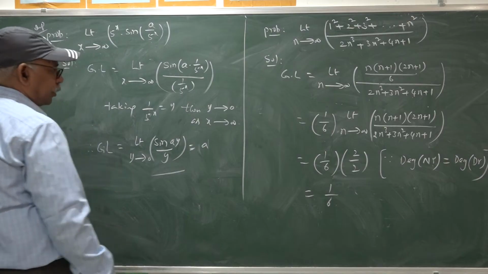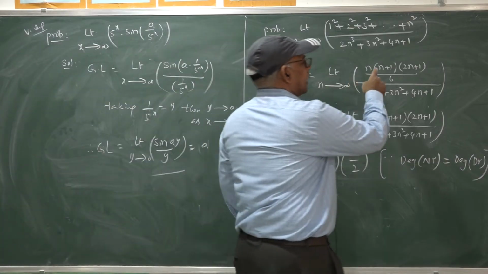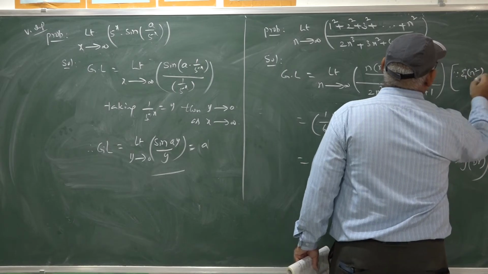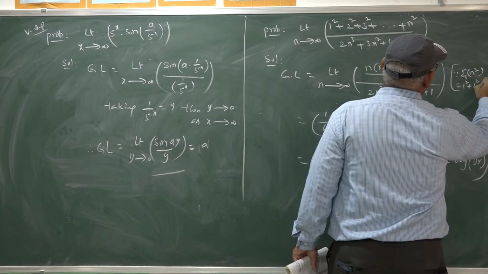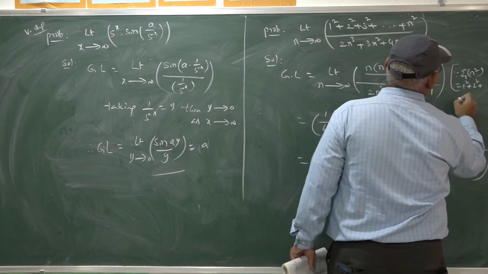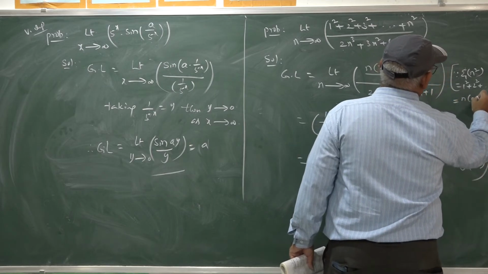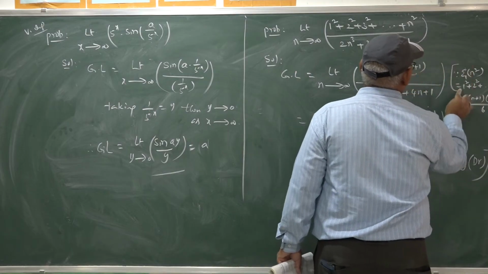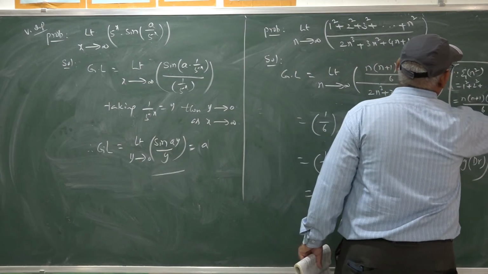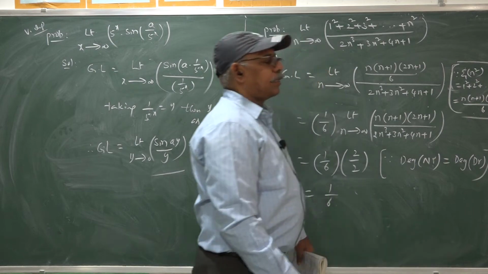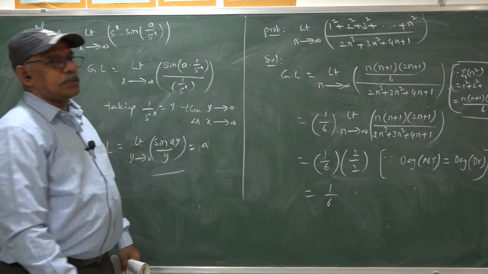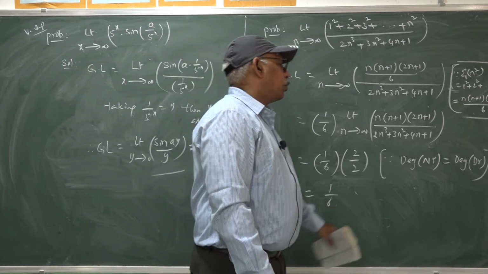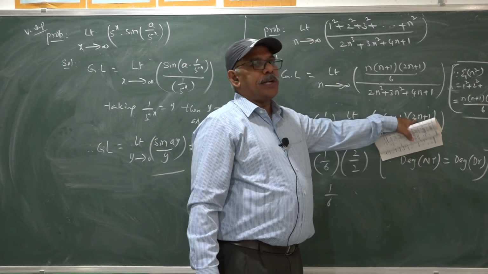Based on this sigma n square formula, since I am using sigma n square, that means 1 square plus 2 square plus 3 square until n square is n into n plus 1 into 2n plus 1 by 6. I am using this formula here. Based on this formula, you can write the numerator as n into n plus 1 into 2n plus 1, which is a cubic in n, whose leading coefficient is 2.